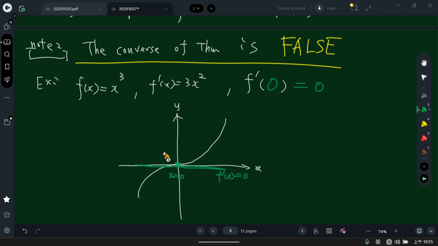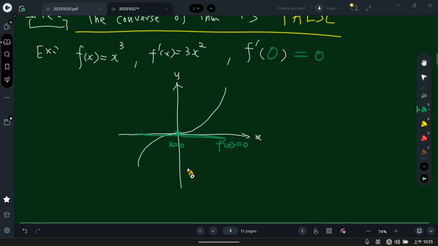But did you see any maximum value or minimum value happening here? No, right? Actually, this is an inflection point, but later on we will discuss this part. But you can see even though f prime of 0 is equal to 0, we still don't have any maximum value or minimum value here. Okay, so this is an example to show that.